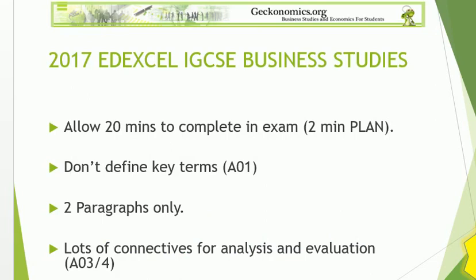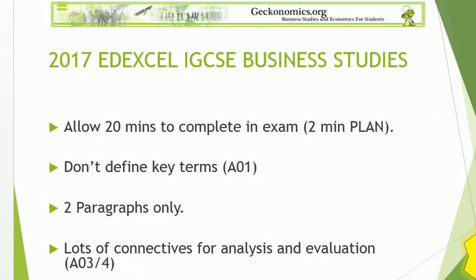So, in the exam, do a quick plan and allow yourself at least 20 minutes. Don't waste time defining key terms. There's no AO1 marks. 2 paragraphs should do it, and lots of connectives like because, therefore, this means, however. They will get you your AO3, AO4.